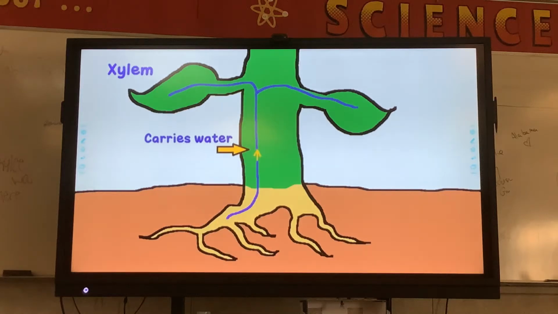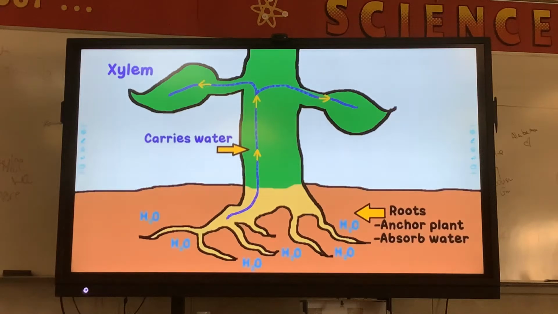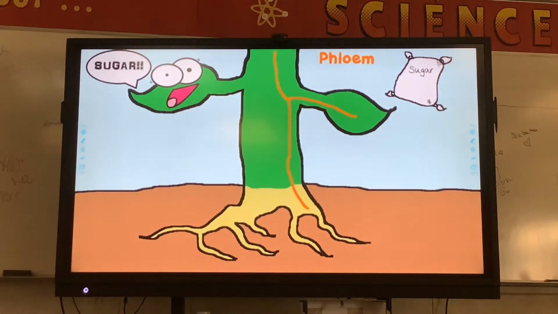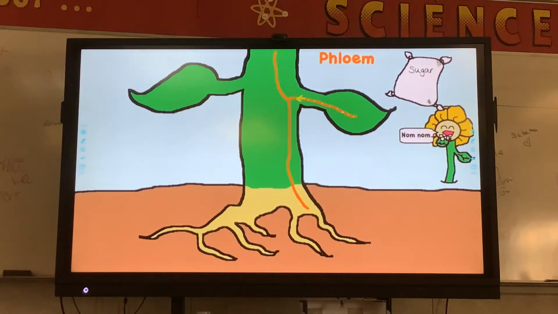Xylem is found throughout a vascular plant. Water is absorbed from the roots of a vascular plant and carried upwards. Roots are specially designed to help anchor plants and also to absorb the water found in the soil that they are in. The phloem carries sugars, which are typically produced in the leaves of the plants during photosynthesis. This sugar is their food source that plants make in photosynthesis. It needs to be carried throughout the plant.